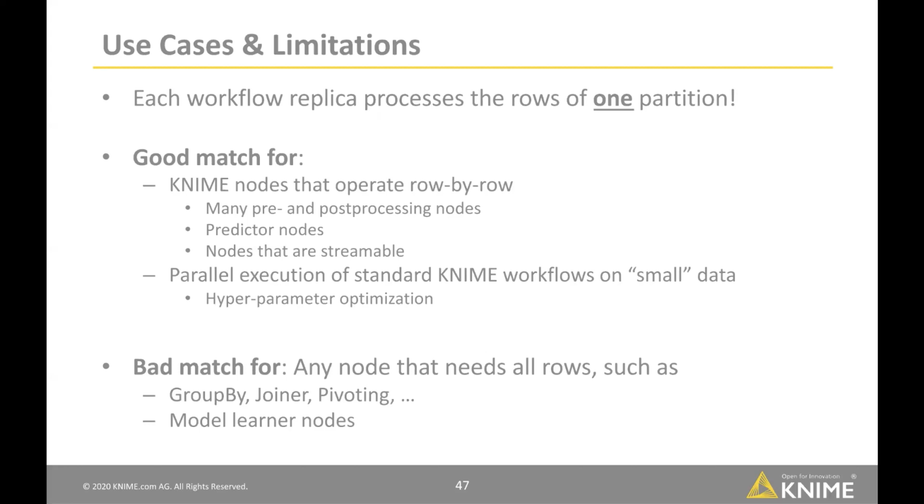Or more conceptually, it works with nodes that can operate row by row. What it's not really designed for is to run nodes that need to basically read the whole data set. This is typically something you have when you're doing aggregations, such as the group by node or the joiner node, but also the standard KNIME modeler nodes fall in that category.